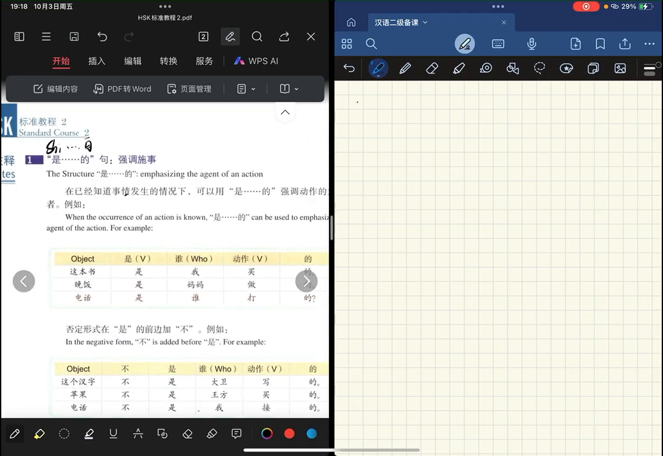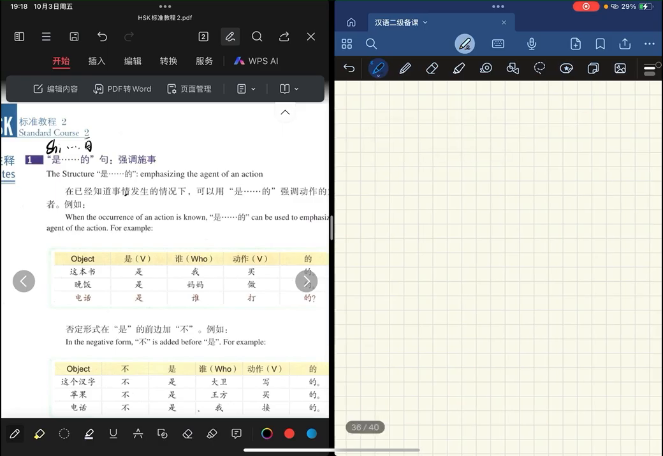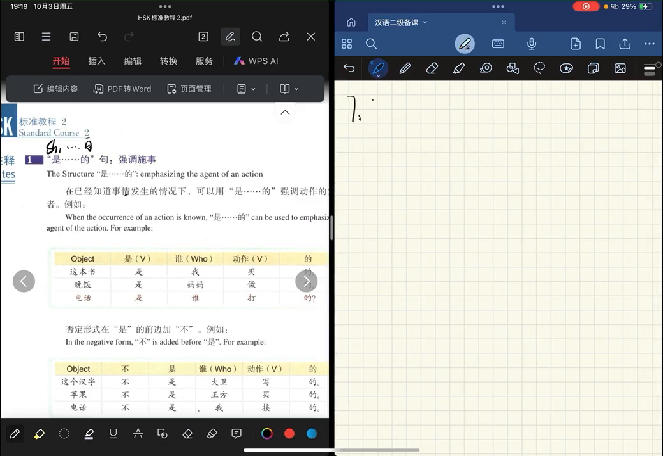The first one, the structure 是的. The structure 是的 is emphasizing the agent of an action. So this sentence structure is used for emphasis. So the emphasized part is placed in the middle of this.